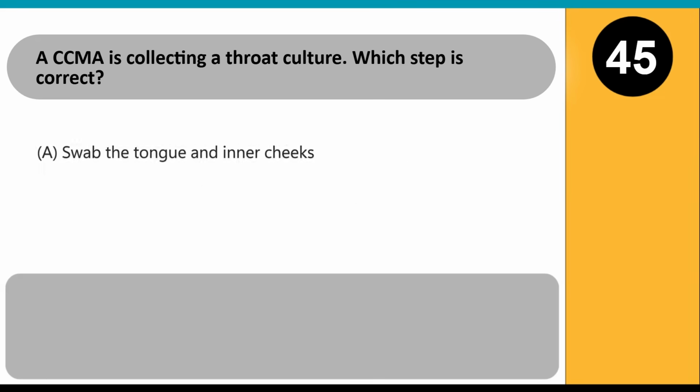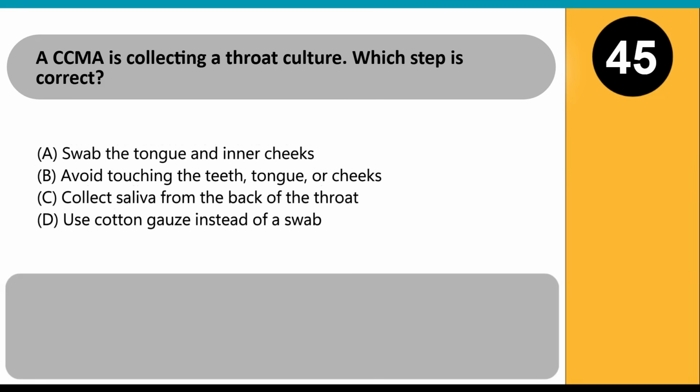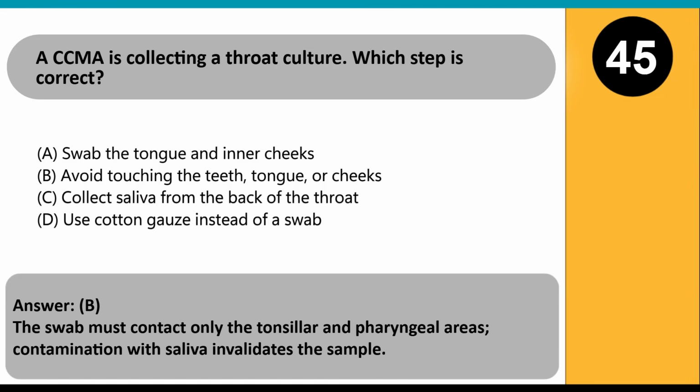A CCMA is collecting a throat culture. Which step is correct? A. Swab the tongue and inner cheeks. B. Avoid touching the teeth, tongue, or cheeks. C. Collect saliva from the back of the throat. D. Use cotton gauze instead of a swab. Answer: B. The swab must contact only the tonsillar and pharyngeal areas. Contamination with saliva invalidates the sample.